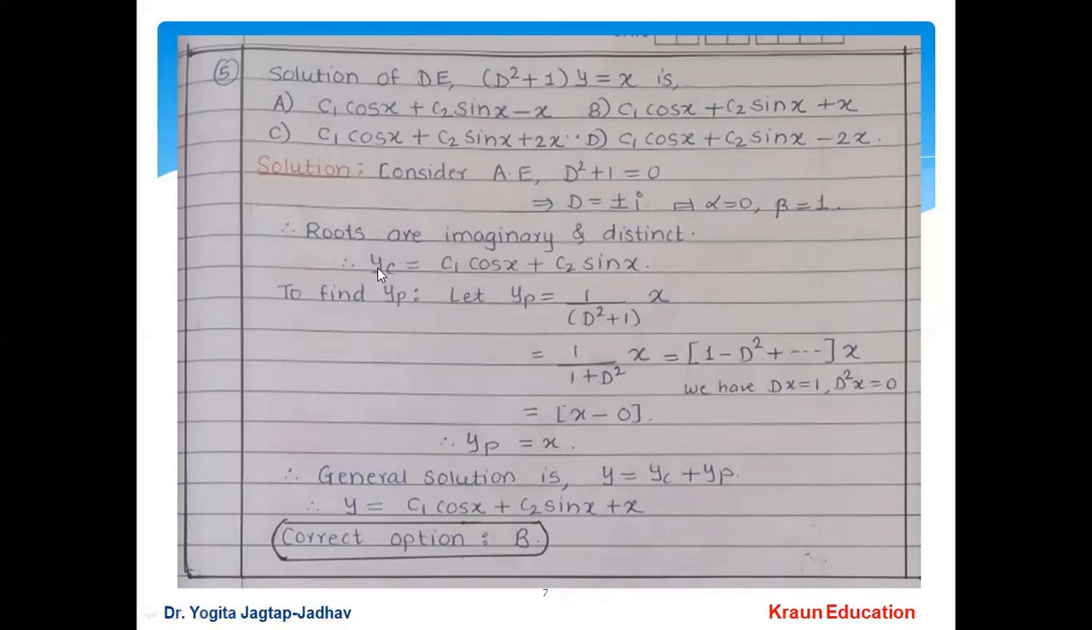Now writing the addition of the complementary function and particular integral gives us the general solution. Therefore, the solution of the given differential equation is what? C1 cos x plus C2 sin x plus x. Therefore, B is the correct option.